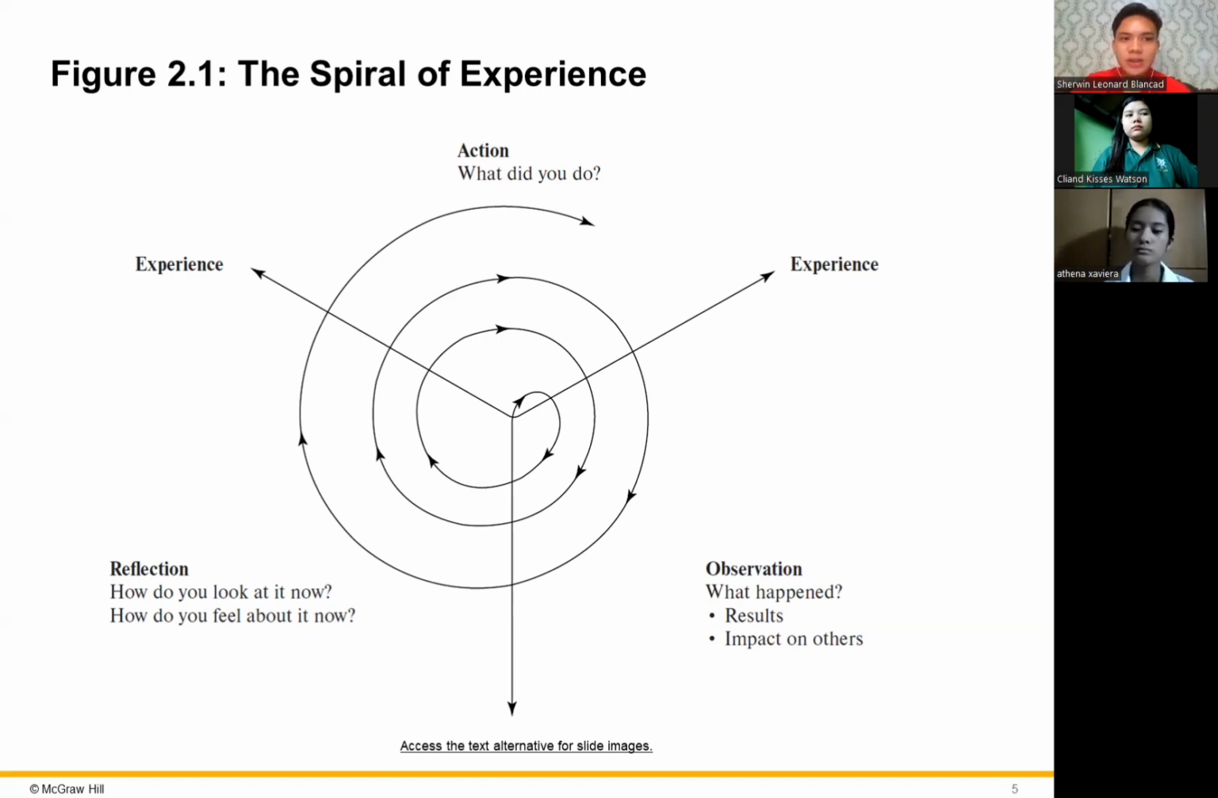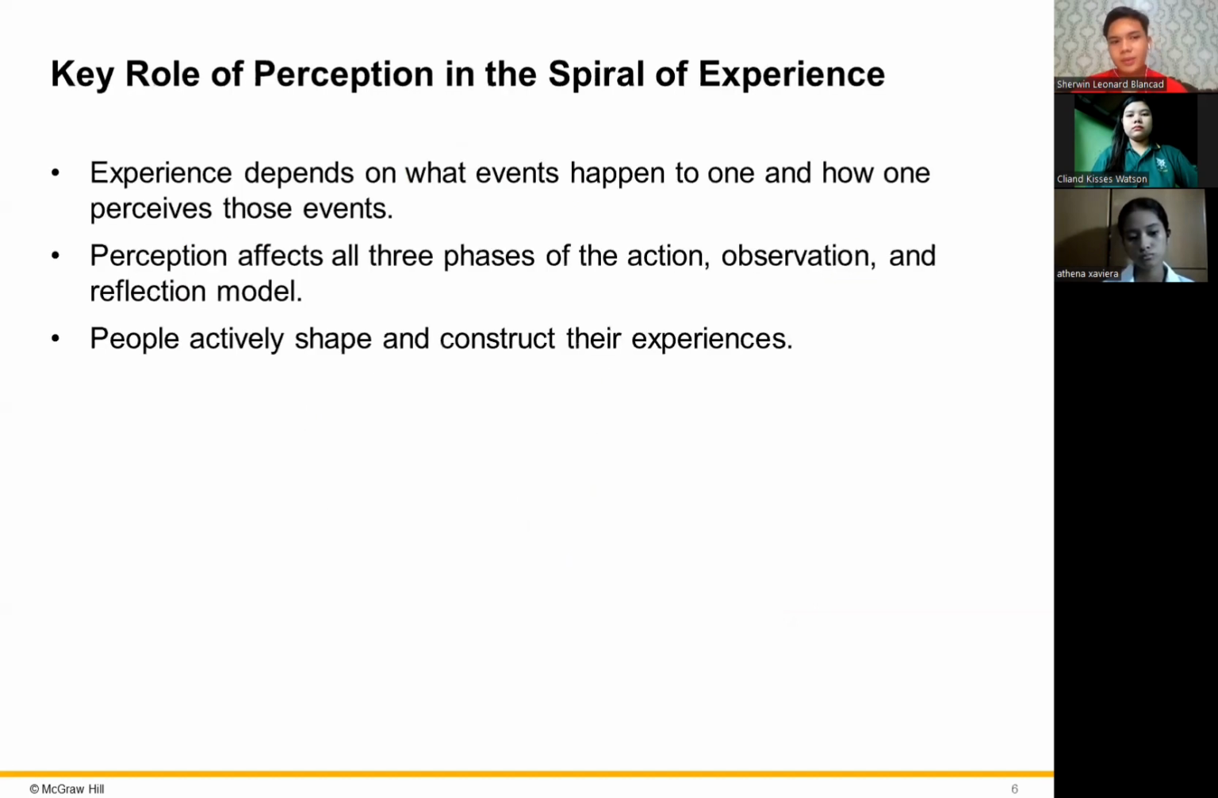Each of the three processes consists of questions that a leader needs to address to learn from his or her experience. The question under the action process is, what did you do? The question under the observation process is, what happened in terms of the results and the impact on others? The questions under the reflection process are, how do you look at it now and how do you feel about it now?